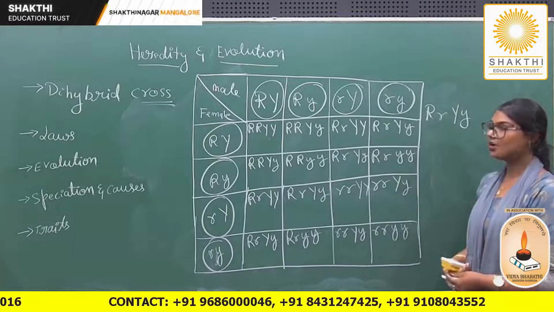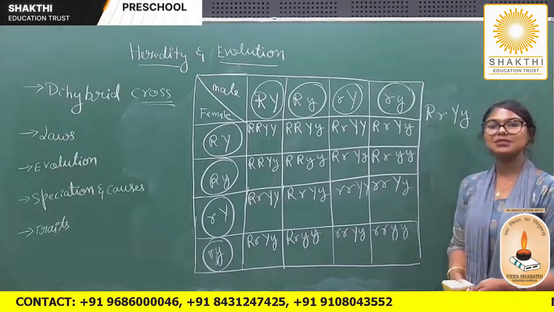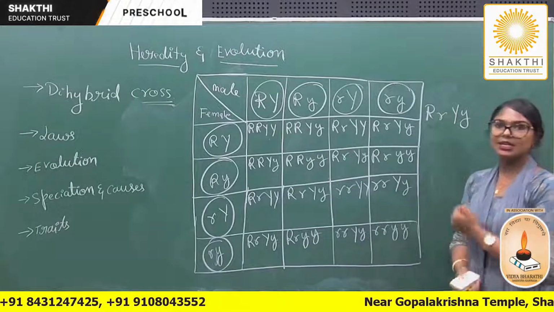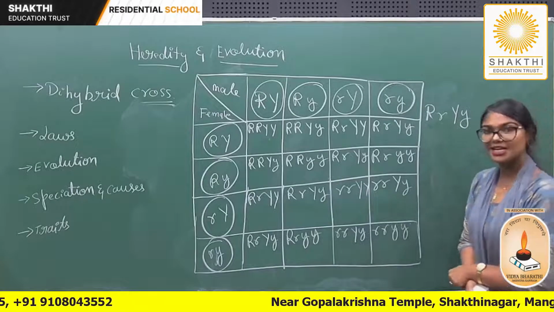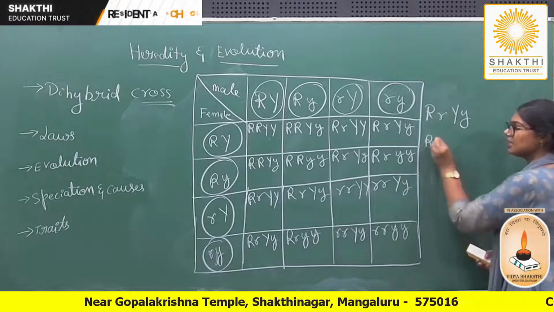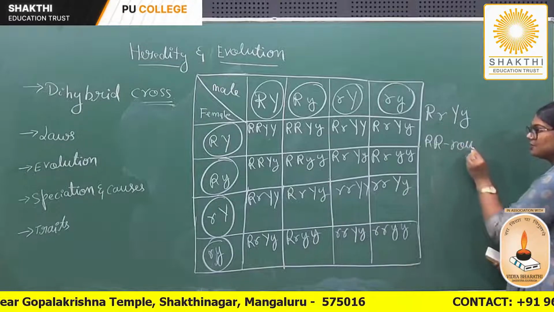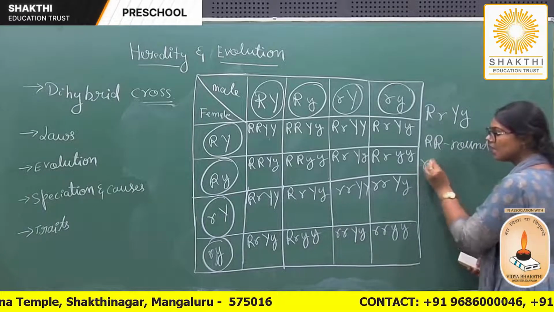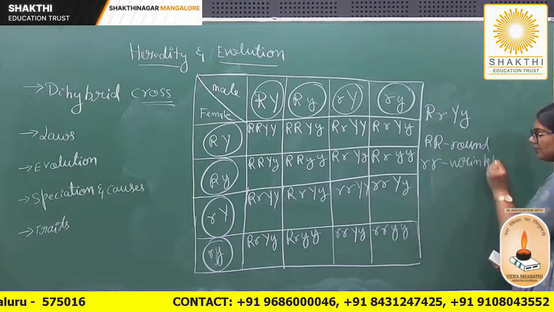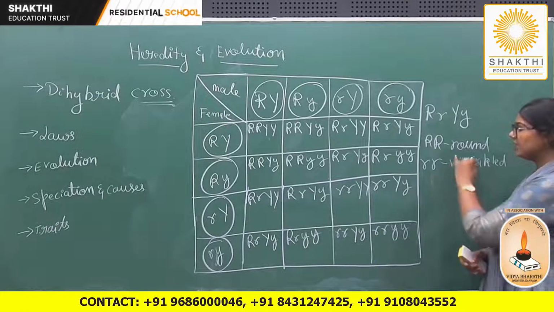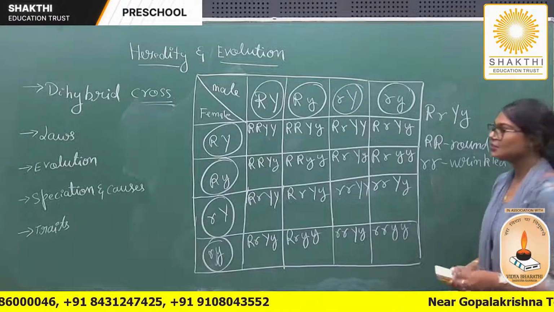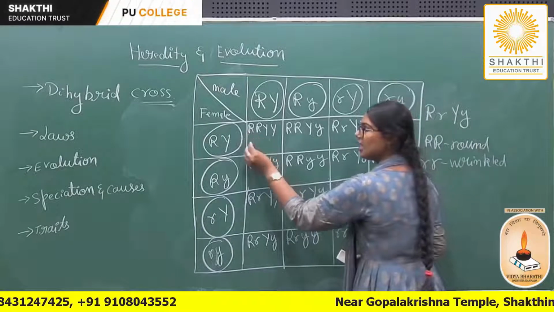Once we have filled in all the genotypes, the next step is to fill the phenotypes. How do we do it? We'll take all the round yellow first. We'll see which are round yellow. How do we find out, students? Remember, capital R stands for round, and small r stands for wrinkled. So wherever we have capital R, we'll fill it as round, and wherever we have small r, we'll fill it as wrinkled. So we have the first here, capital R.